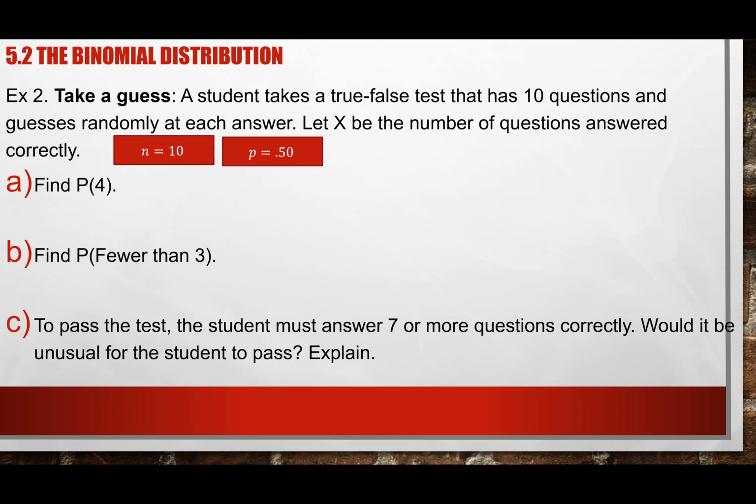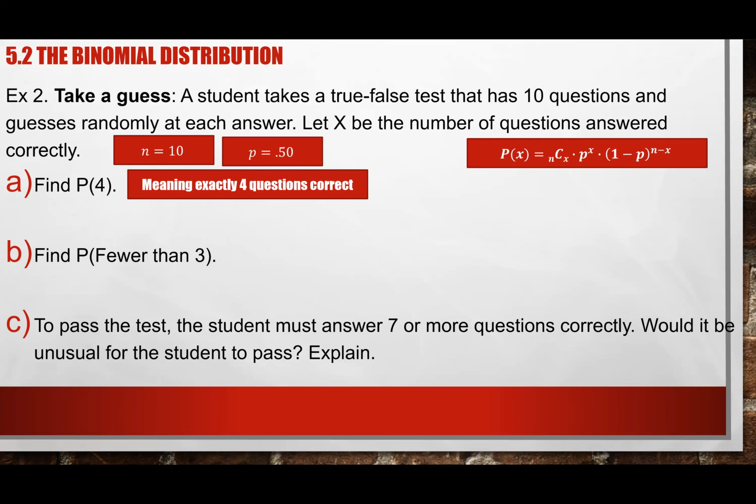And do you agree that looking at this, this is our formula: probability of X, in this case probability of 4, meaning exactly 4, will be NCX multiplied by P to the X multiplied by 1 minus P to the N minus X. So what is my X? Well, as you can see, my X is basically 4, wherever my X is here. Instead of X, they put 4, meaning you take this test, what is the probability you get exactly 4 questions correct? And looking at this, do you agree that all we need to do is plug into my formula?